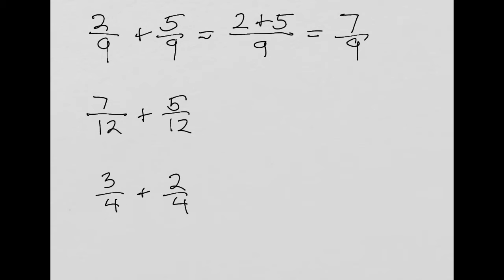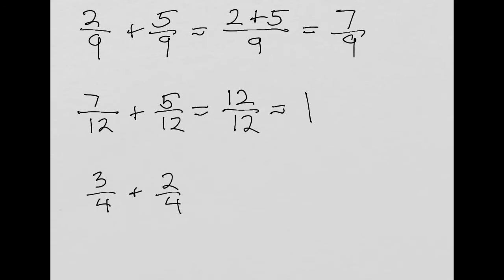Once I finish adding, I look to see if I can reduce this. The video on reducing fractions will be linked in the description. In this situation with the second one, 7/12 plus 5/12, well, 7 plus 5 is 12, and I get 12/12. When my numerator and my denominator are equal, we know that fraction reduces to 1.